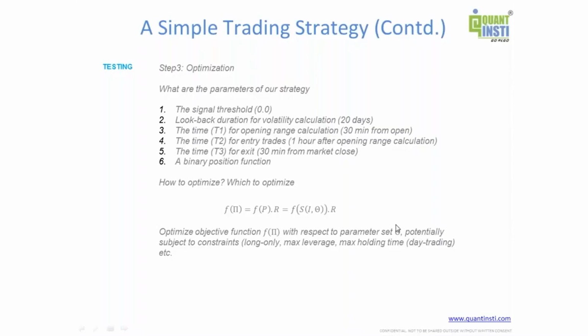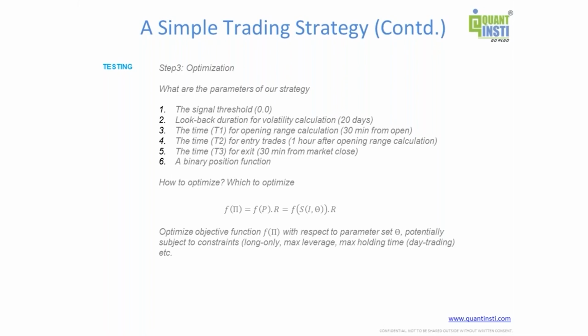Next one is the volatility calculation day, which was 20 days, as we just saw. Then other things are the 3 times: when we compute the opening range, when we stop entering fresh trades, and when we exit the existing trade, the square off. And finally, we had a binary position function. If you're not sure what a binary position function is, we'll talk about it a bit later.